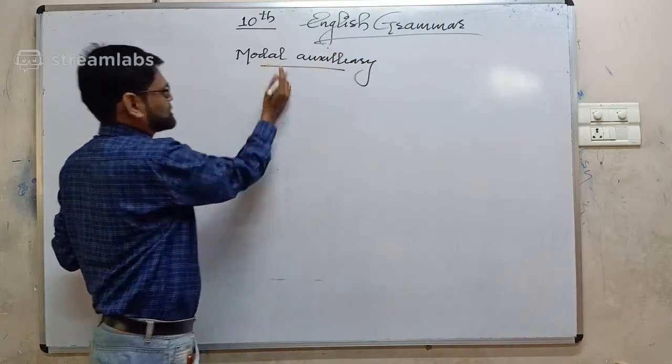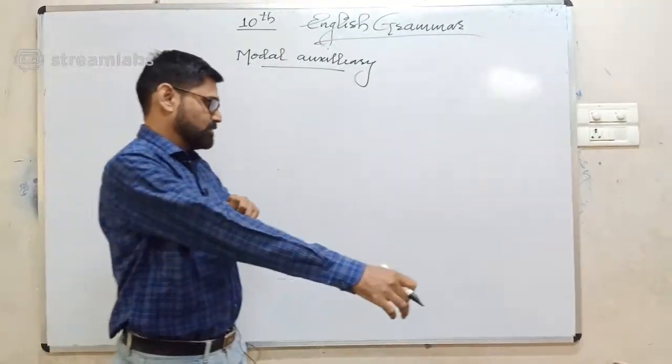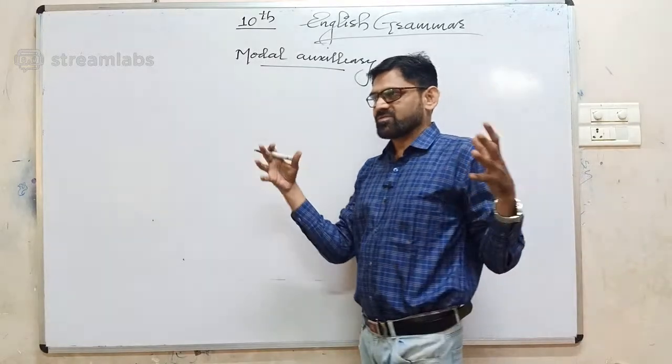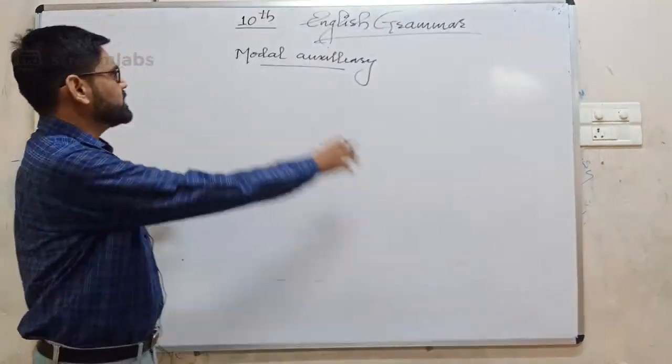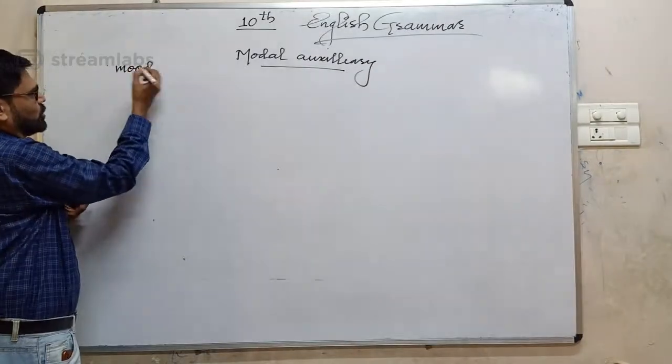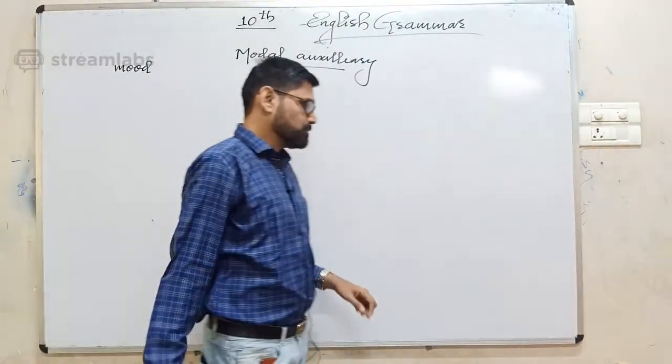It was the word modal yesterday. M-O-D-E-L is the English word model, but this word is M-O-D-A-L. In fact, this is made up of two different words. The word modal, M-O-D-A-L, comes from the word mood. And you all know this word. Everyone knows this word, the word mood.